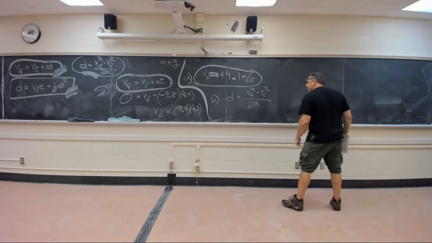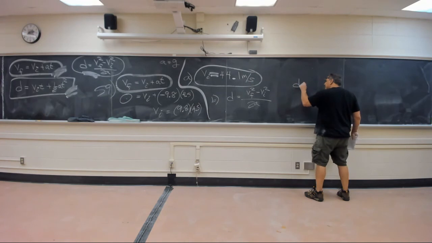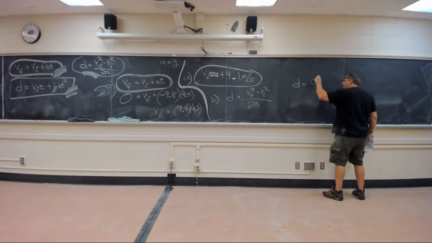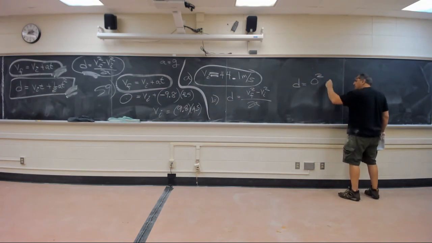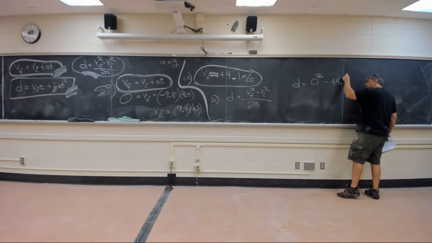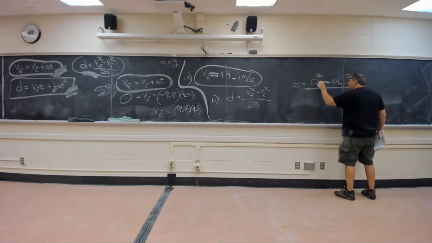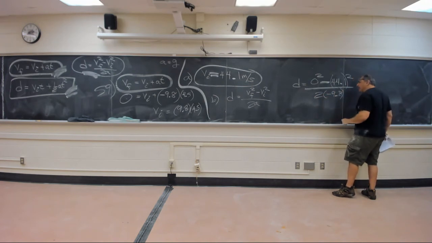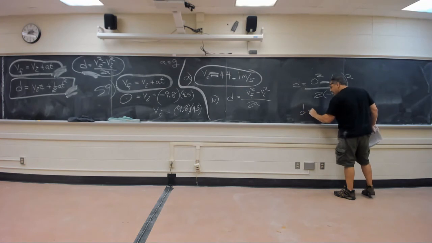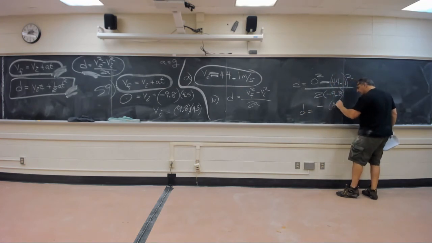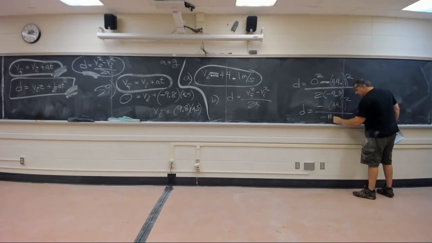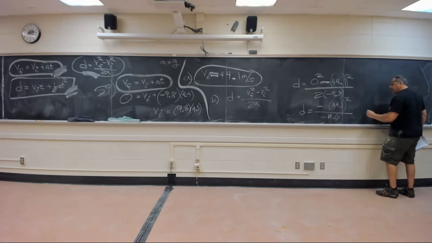Now you got to watch it. VF, what is VF at the very top? It's 0. VF squared is 0 squared. What's the initial? Got to have negative 9.8 there. Why? Because that's going to be a negative, whatever this is. 2 times this is negative 19.6. Negative divided by negative is positive.